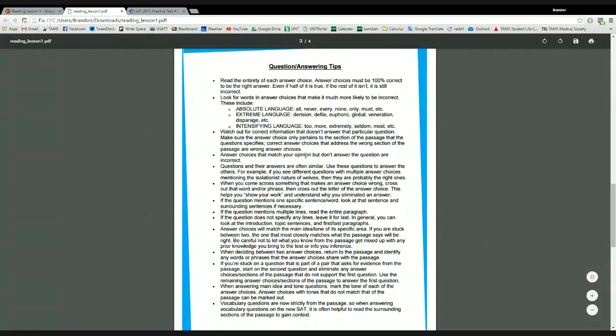Answer choices that match your opinion but don't answer the question are incorrect. So don't answer the questions with your opinion, and answer based only on the text.